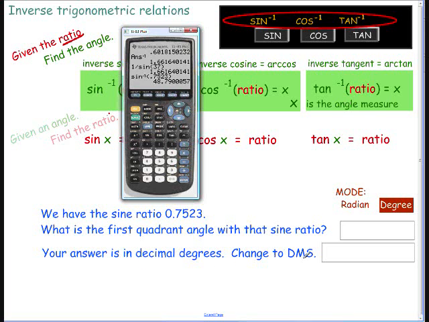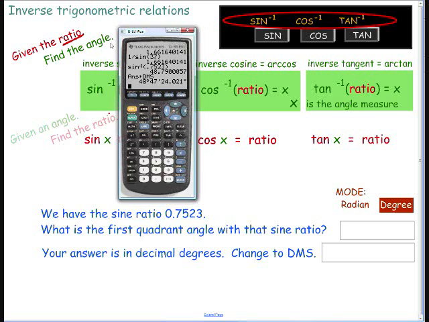What if I want to change it to DMS? What could I do? I could go to second function, angle, and go down to number 4. Hit enter. And it says it's 48 degrees, 47 minutes, and if I round this, 24 seconds.